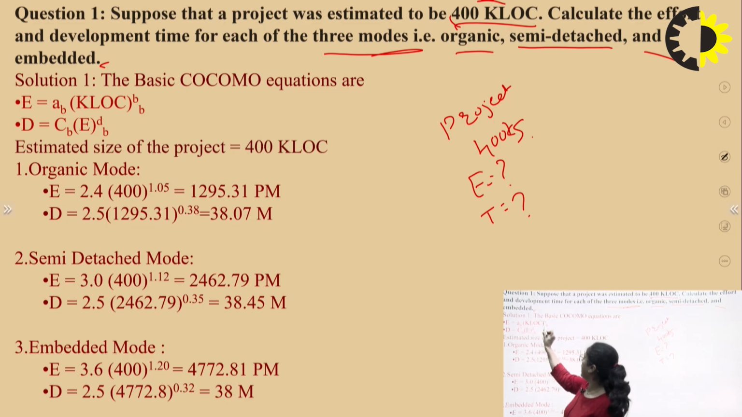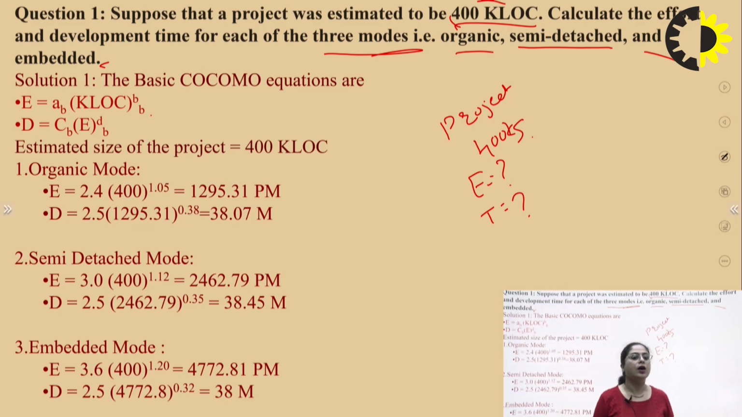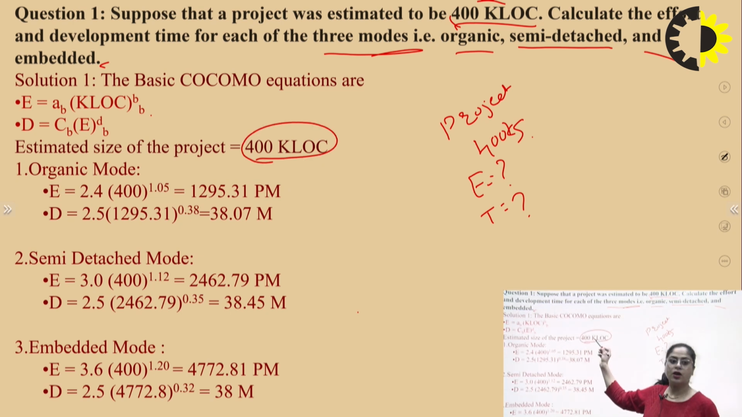A, B and BB are the constants which we used in the previous table based on the various types of modes. B stands for Barry Boehm. Don't be confused with this AB, BB. B is nothing but Barry Boehm. The estimated size of the project is 400 KLOC, which is given in our question.